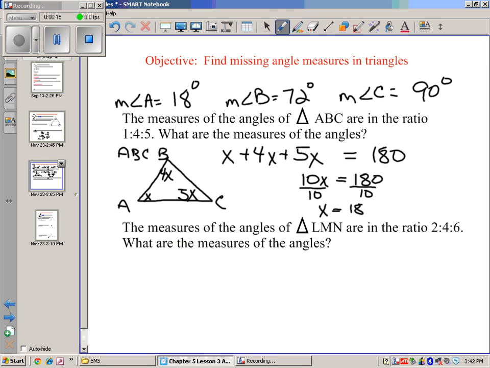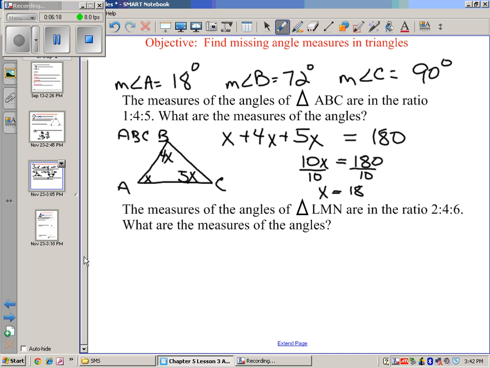Okay, looking down at our next example. The measures of the angles of triangle LMN are in the ratio of 2, 4, 6. What are the measures of the angles? Once again, we can just draw a picture.